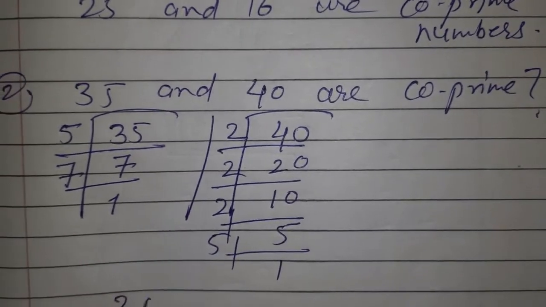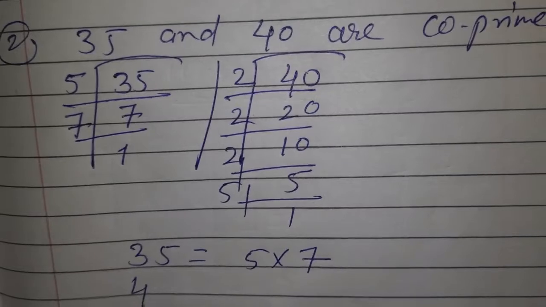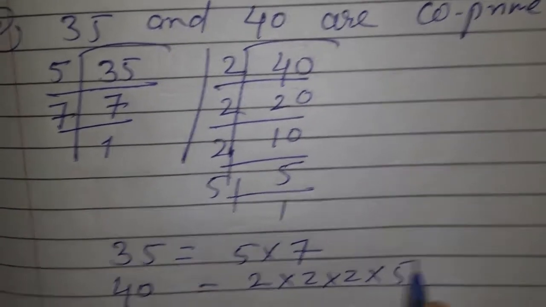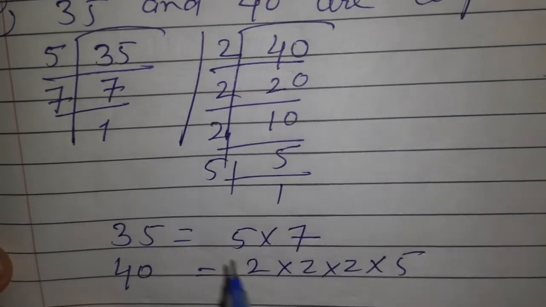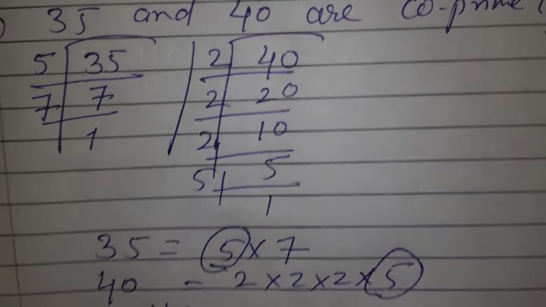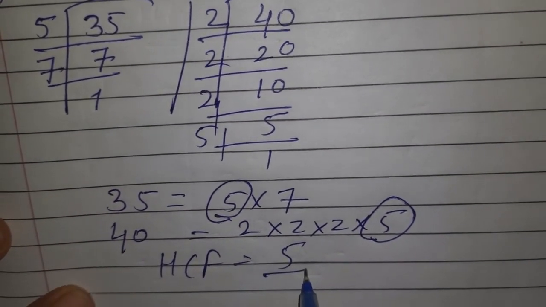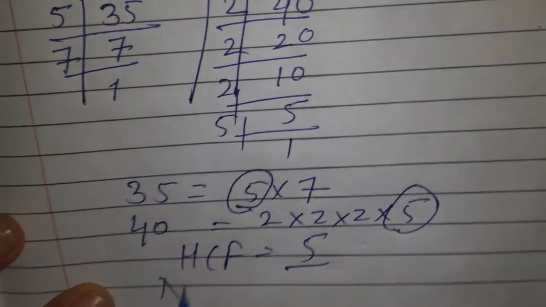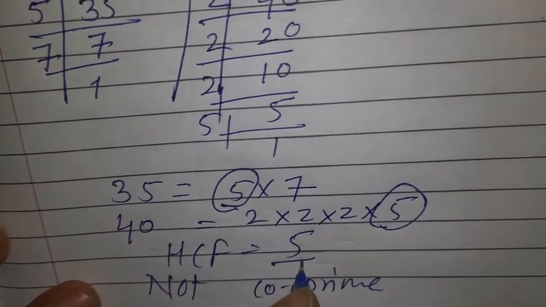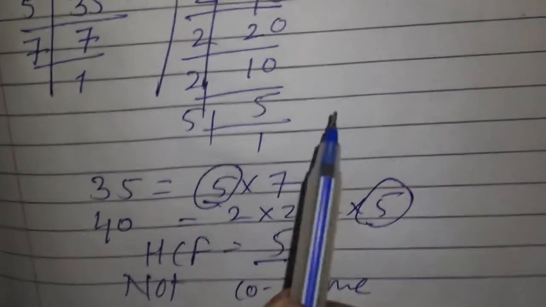So what do you write? 35 equals 5 multiplied by 7, and 40 equals 2 multiplied by 2 multiplied by 2 multiplied by 5. See, which is the common factor? Yes, 5 is here also and 5 is here also. So your HCF is 5. Since the HCF is 5, it is more than 1. So they are not co-prime. What do you write? Not co-prime, because their HCF is 5. For co-prime, what is necessary? Their HCF should be 1.